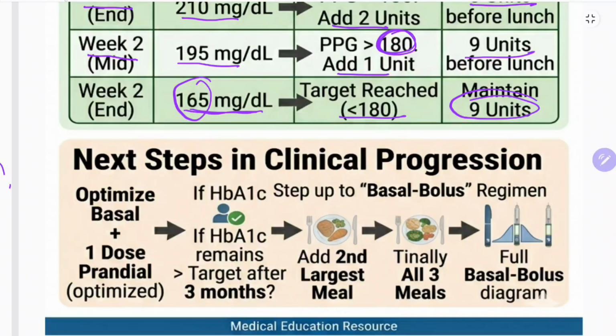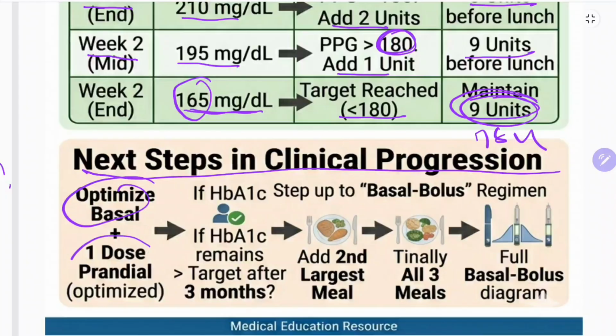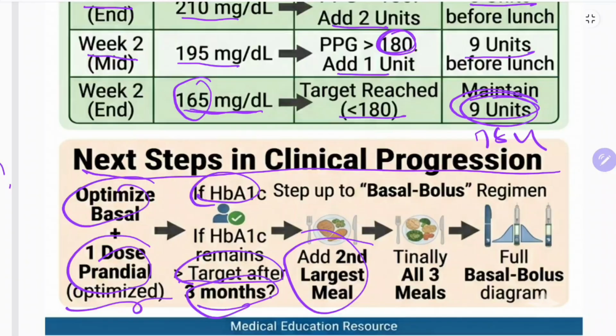So in this patient, now the patient is taking 9 units before lunch and 18 units of basal. So what are the next steps in clinical progression? Optimize the basal and one prandial dose. Now it is optimized. If HbA1c remains above target after 3 months, then add a second prandial insulin to the second largest meal. Finally, it will extend to all 3 meals, then a full basal bolus regimen.